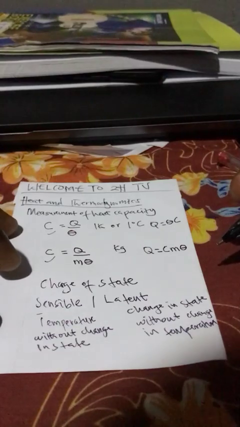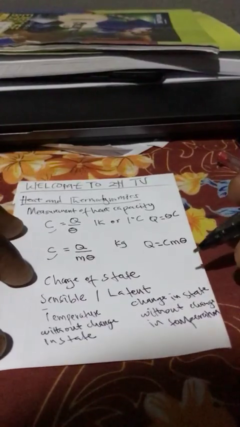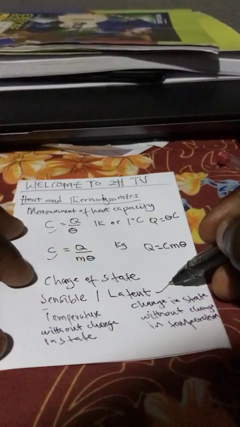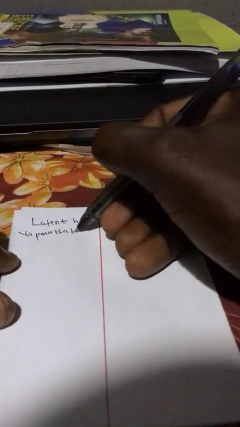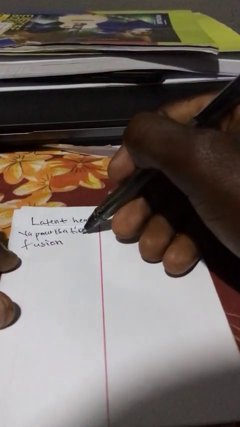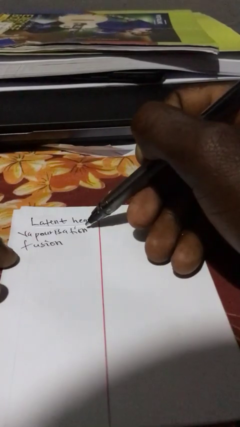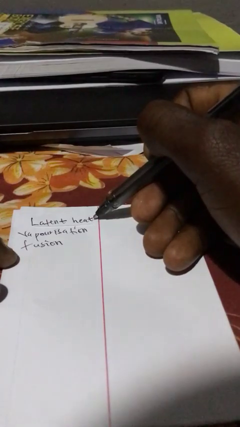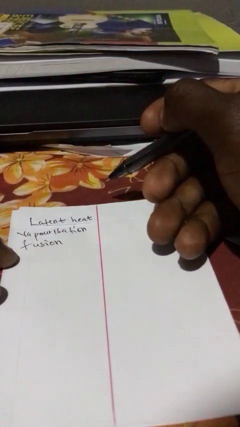Let's look at the mathematical representation of latent heat of fusion and latent heat of vaporization. With latent heat, we have two types: latent heat of vaporization and latent heat of fusion. So take note of that. We said that latent heat is simply a type of heat that results in change in state without change in temperature, while sensible heat results in change in temperature without change in state.